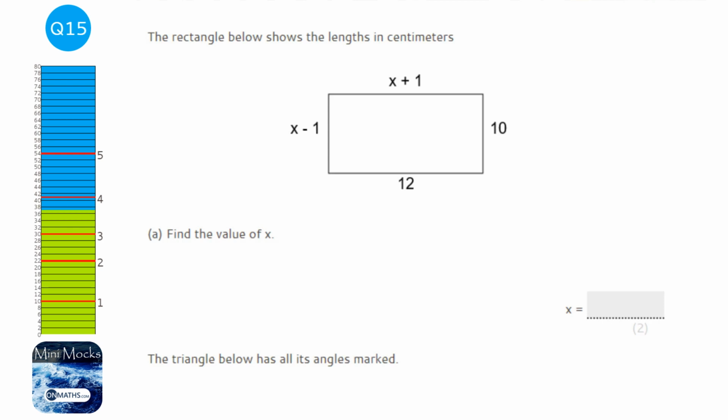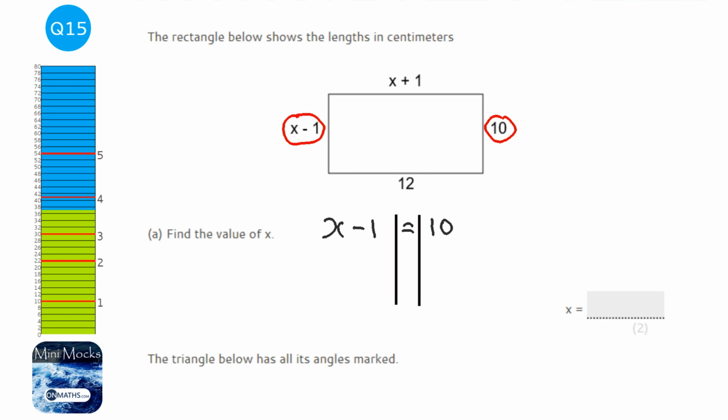Okay, if you want to pause the video now and have a go. Otherwise, let's get started. So the important thing to realise here is that opposite sides of a rectangle are equal. So what we're going to do is get the x minus 1, and we're going to equal it to the 10. Then I'm going to put lines down the equal sign.